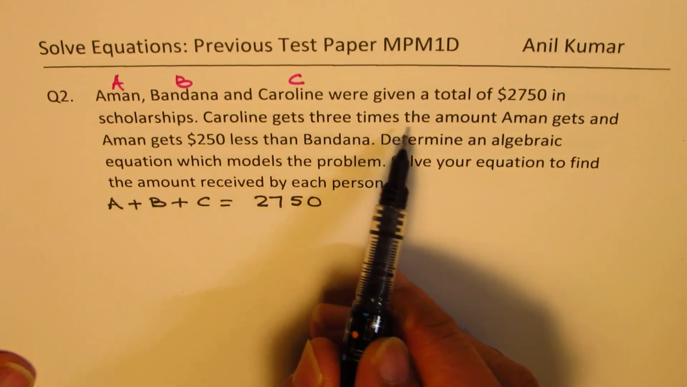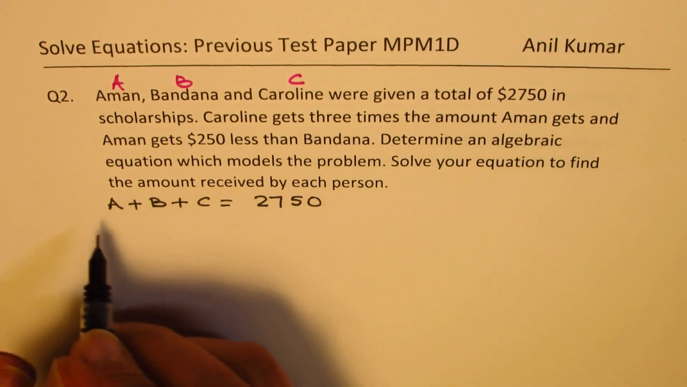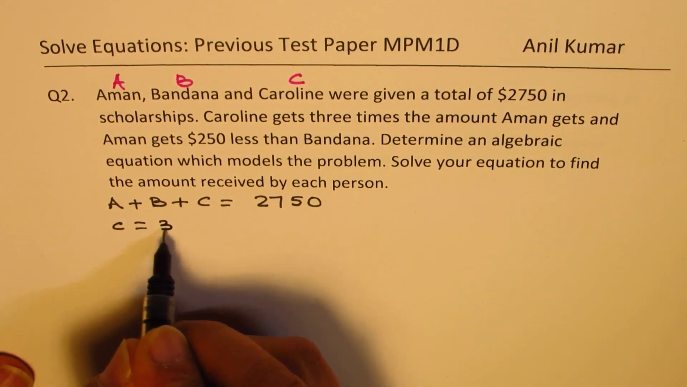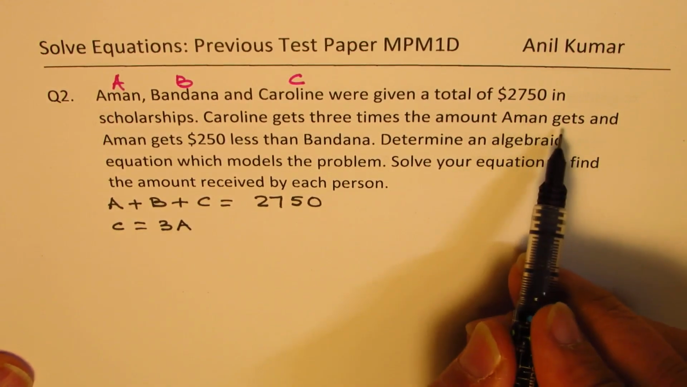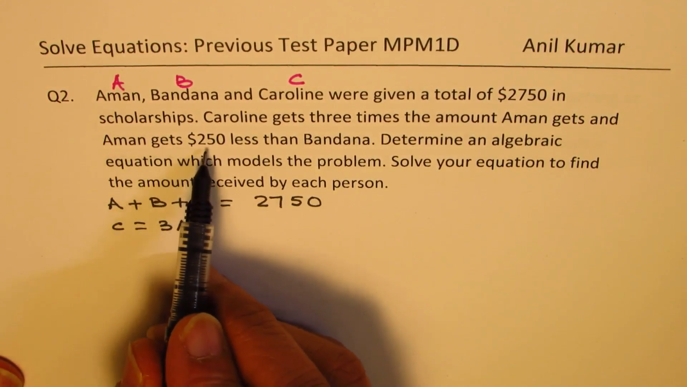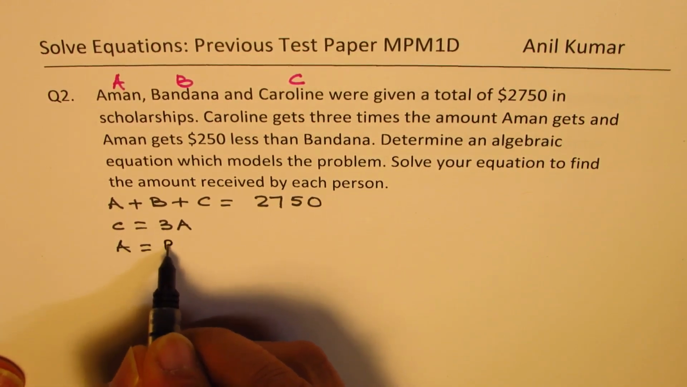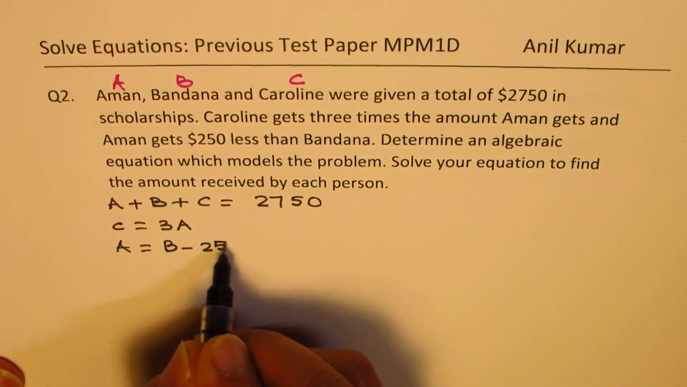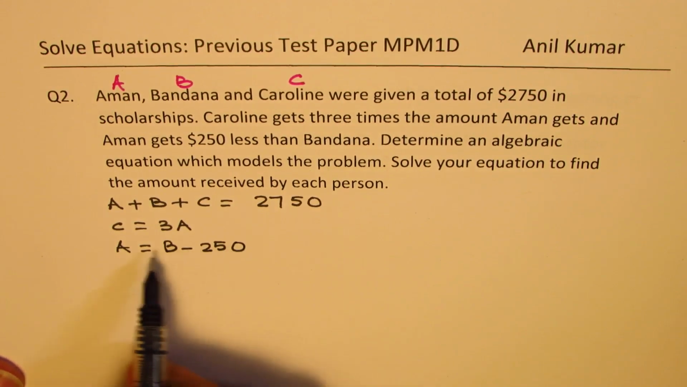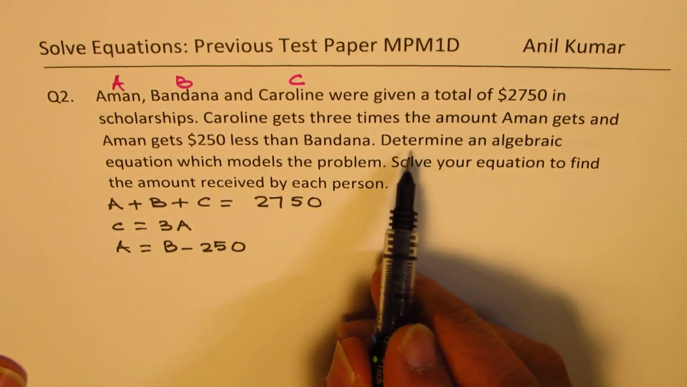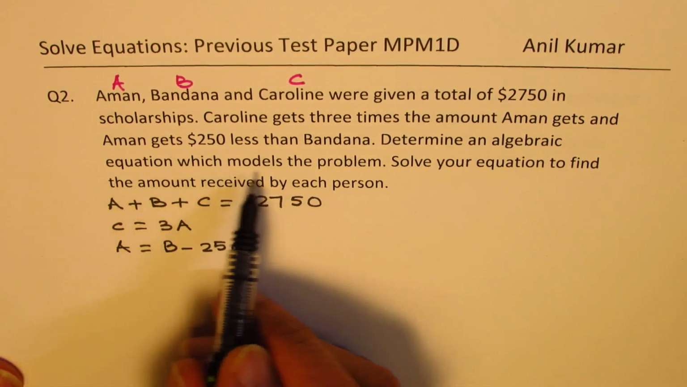Caroline gets 3 times the amount Aman gets. So C is 3 times A. And Aman gets 250 less than Bandana. A is B minus 250. 250 less than B, okay? Determine an algebraic equation which models.